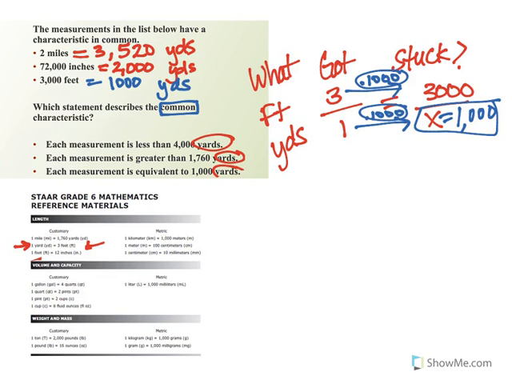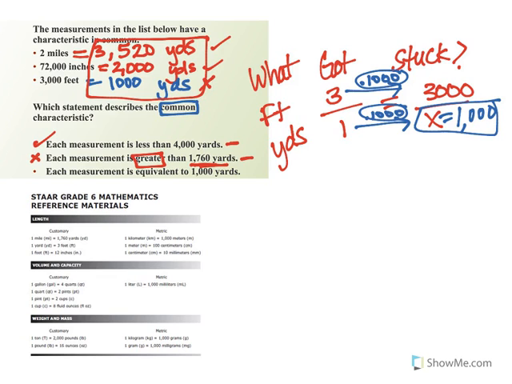Okay, so now that all of them are in yards, let's go back to the multiple choice. The multiple choice says each measurement is less than 4,000 yards. Is that true? Are all of these less than 4,000? Yes. Let's look at the next one. Each measurement is greater than 1,760 yards. Well, this one is greater than 1,760. This one is greater than 1,760. This one is less than 1,760. So this one is wrong.